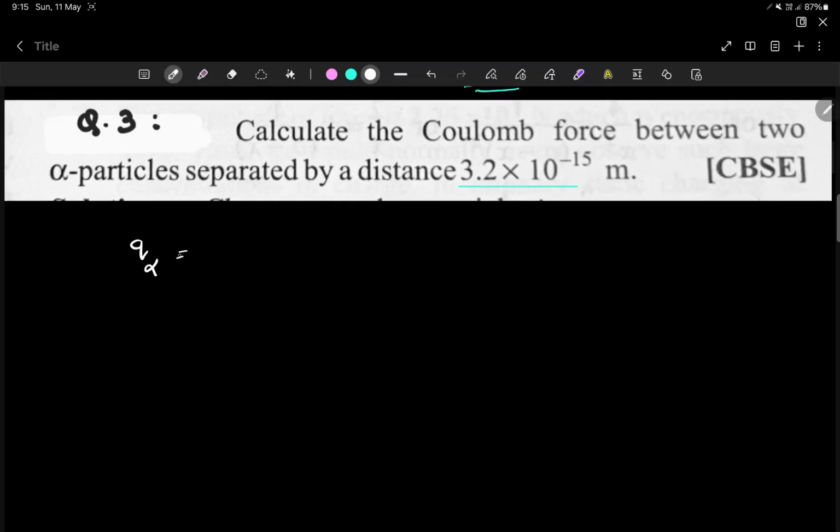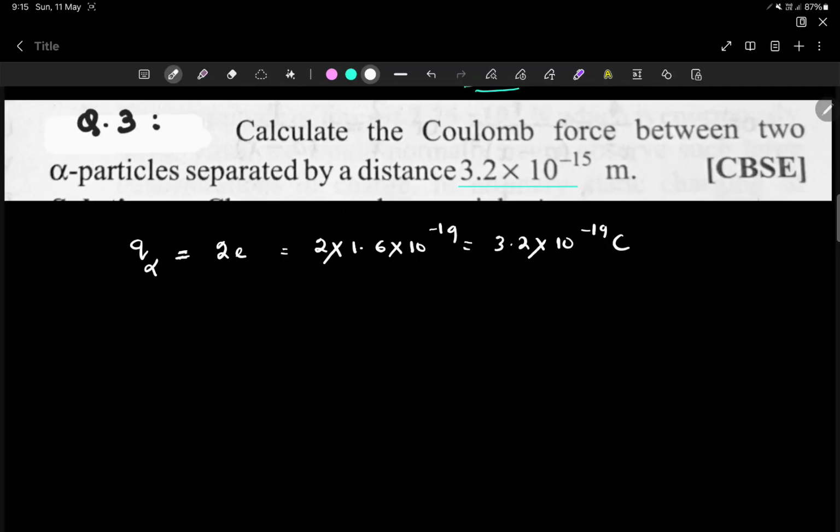So calculate the Coulomb force between two alpha particles separated by a distance of 3.2 into 10 to the power minus 15 meters. So what is the charge of an alpha particle? The charge of an alpha particle, q alpha, is equal to 2e, a double positive charge, a helium ion. So 2e is 2 into 1.6 into 10 to the power minus 19, that is equal to 3.2 into 10 to the power minus 19 Coulomb.